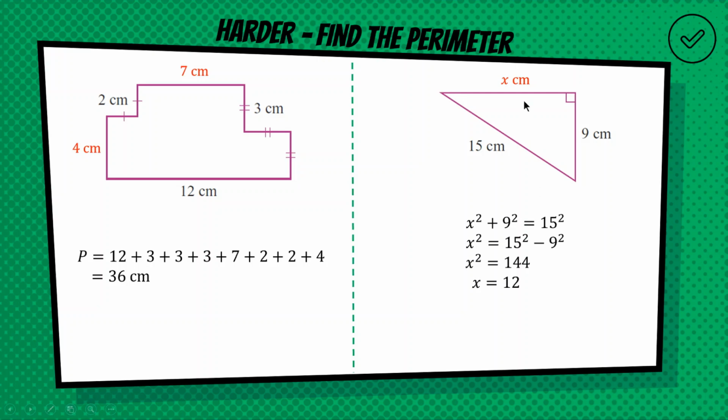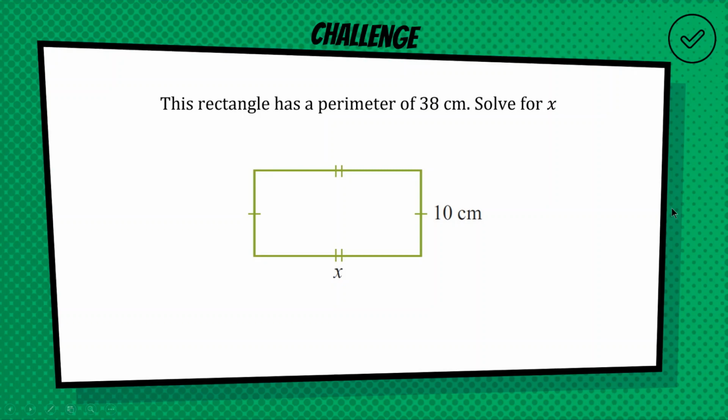Now that you know that this length is 12, now you can add up all three sides, hopefully pretty easily. And we get the perimeter is equal to 12 plus 9 plus 15, which is 36, which is the same as before. What a spooky coincidence. Or is it?